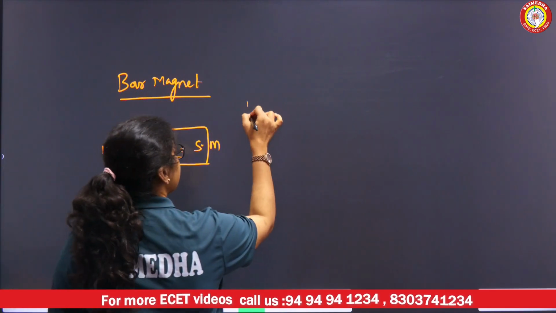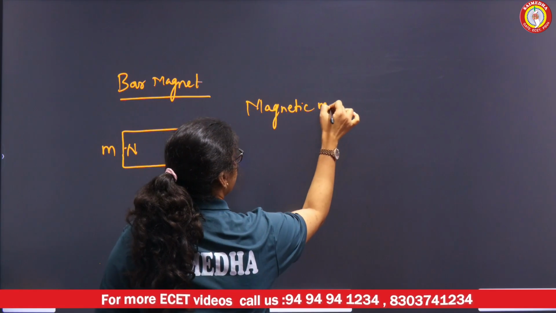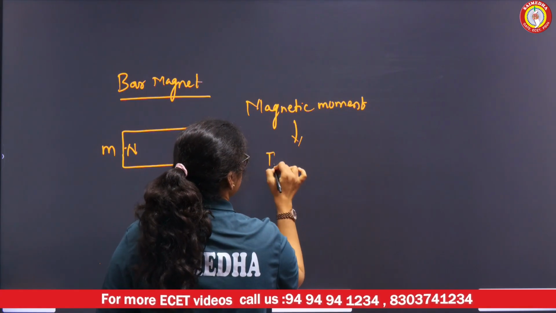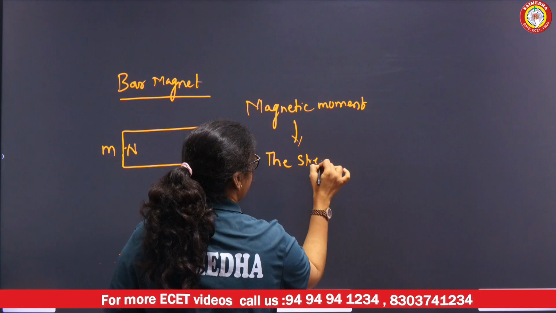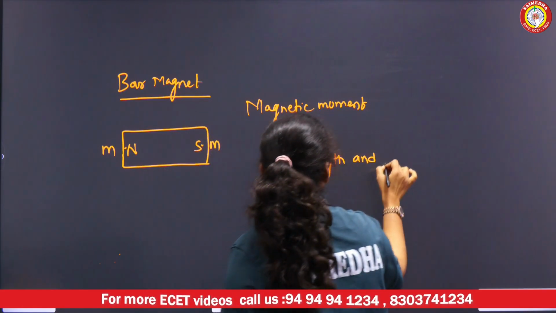I say simple. Remember simple. Magnetic moment means the strength and the direction. The strength and the direction is the magnetic moment. That's all.